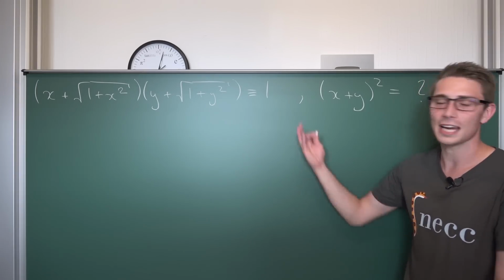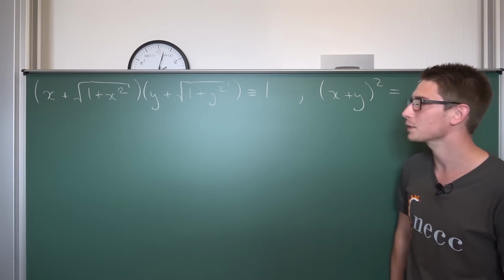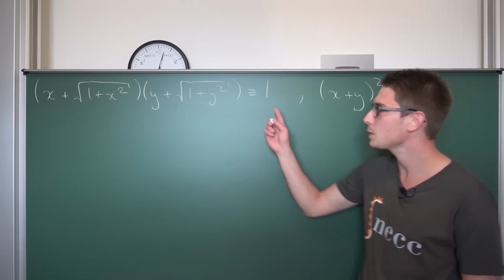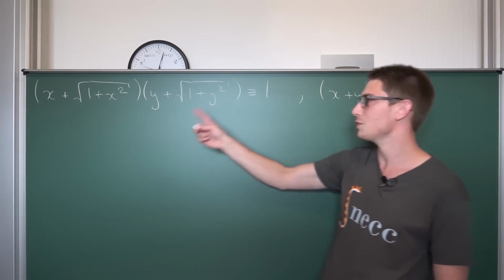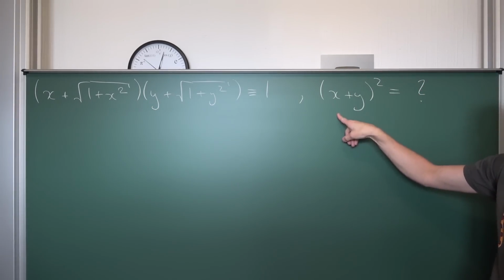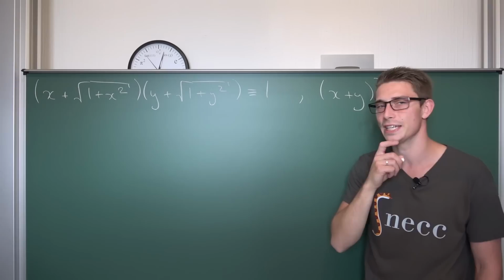And we're going to dive right in. I hope I can solve everything. And yeah, we're going to see how it turns out. So what's the problem exactly? We get this given, so the multiplication of two factors equal to 1. That's already important, I think. And we want to find out what x plus y squared actually is.